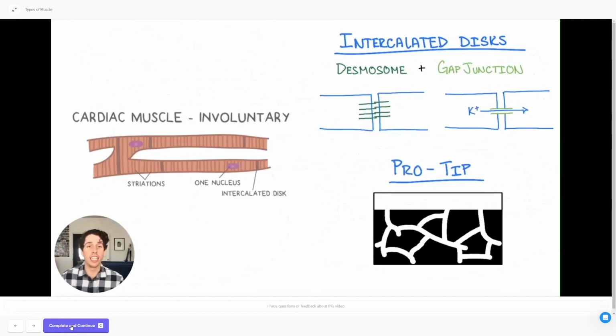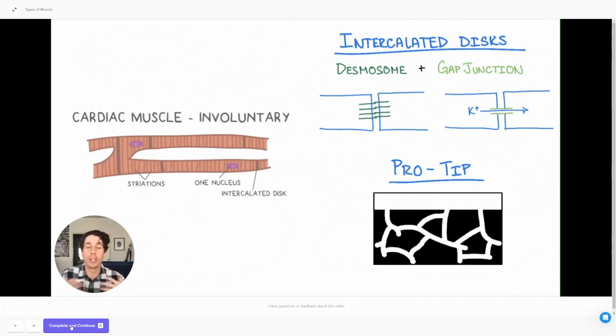All right, so let's talk about the intercalated discs. We can see those right here connecting all of these cells together. And with intercalated discs, we're going to have that created by a desmosome as well as a gap junction. Desmosomes are going to be formed by cadherins and such, and those are going to be holding the cells physically together. And then we're also going to have these gap junctions. And gap junctions are basically there to connect the cells together with ion channels.